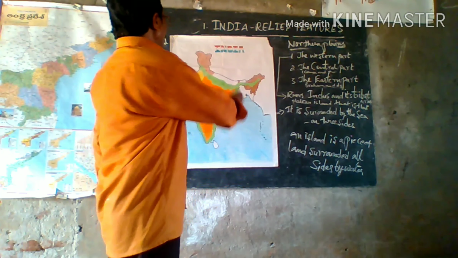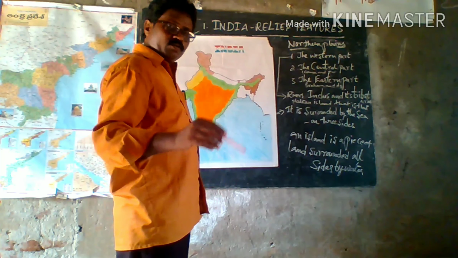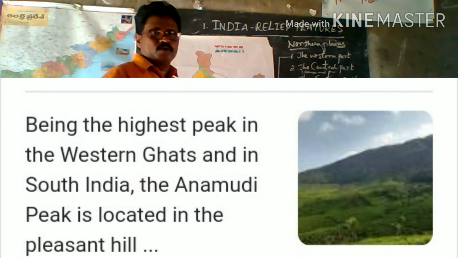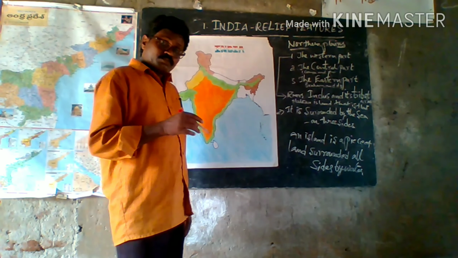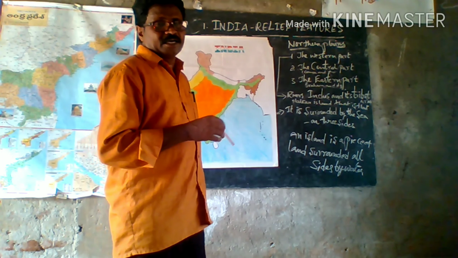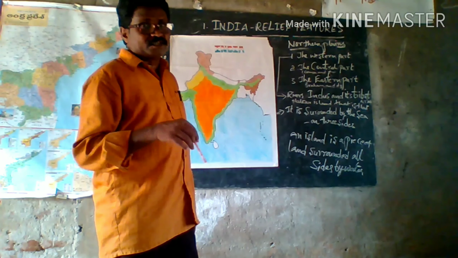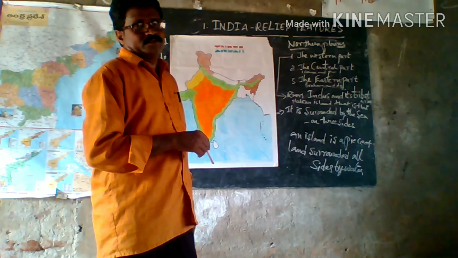And these are the northern India. Also situated in southern India are the highest peaks, Anaimudi and Dodabetta. Where is Anaimudi located? Or where is Dodabetta located? Dodabetta is located in the Nilgiri Hills. Anaimudi is located in a southern state of India, Kerala. It is situated in Kerala state. Dodabetta is situated in Tamil Nadu state.